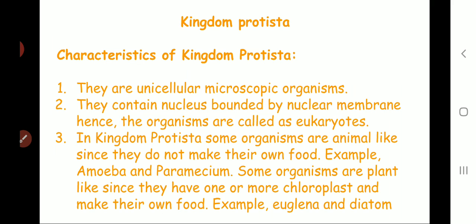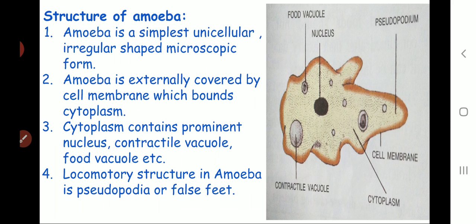In kingdom Protista, some organisms are animal-like since they do not make their own food. Example, amoeba and paramecium. Some organisms are plant-like since they have one or more chloroplasts and make their own food. Example, euglena and diatom. So these are the general characteristics of kingdom Protista. Now we shall proceed towards the structure of amoeba, which is one of the examples of kingdom Protista.